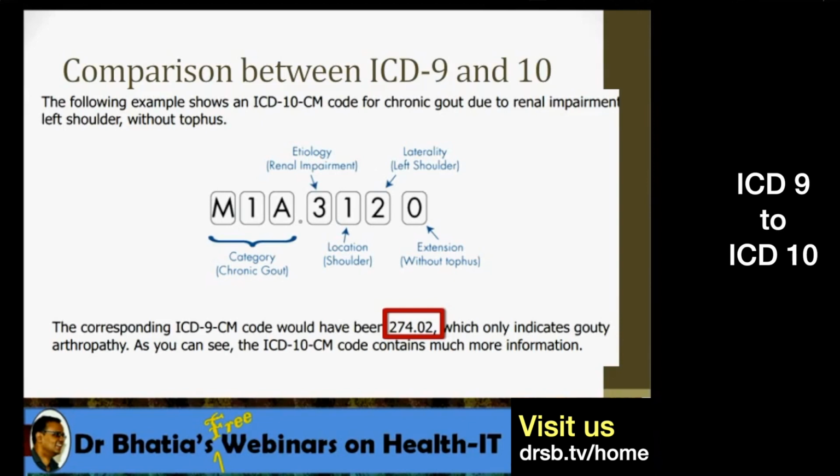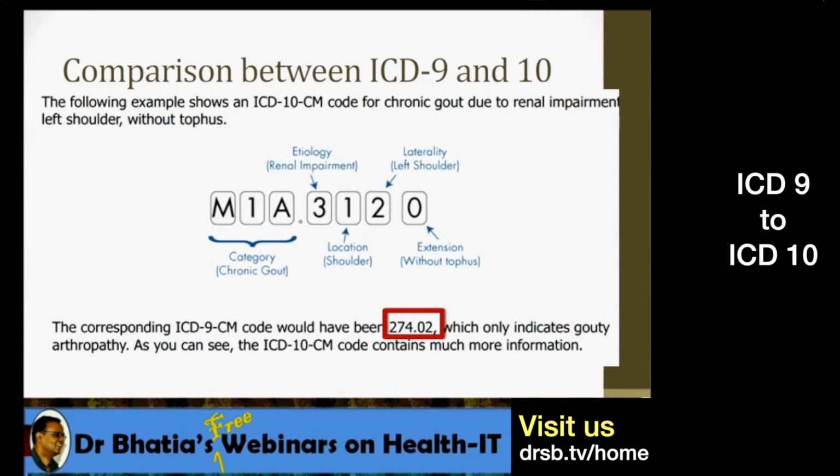The disease for which we are going to code here is called chronic gout due to renal impairment, left shoulder, without tophus. So this is a long description for a disease. For those of you who do not have a medical background, chronic gout is somewhat similar to an arthritis kind of disease. This disease is happening to this patient in the left shoulder. He has got renal impairment. Renal is kidney. And tophus is a kind of deposit which is happening in the shoulder joint. So there are four things which have been described in this diagnosis.